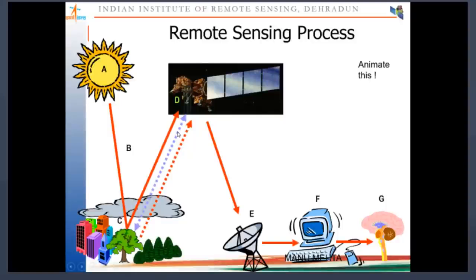These all work on the principle of active remote sensing, where the target is first eliminated using the source which is carried on the platform, and then the backscattered signal is recorded. So red solid and red dotted are the examples of passive remote sensing. This purplish is an example of active remote sensing, right?